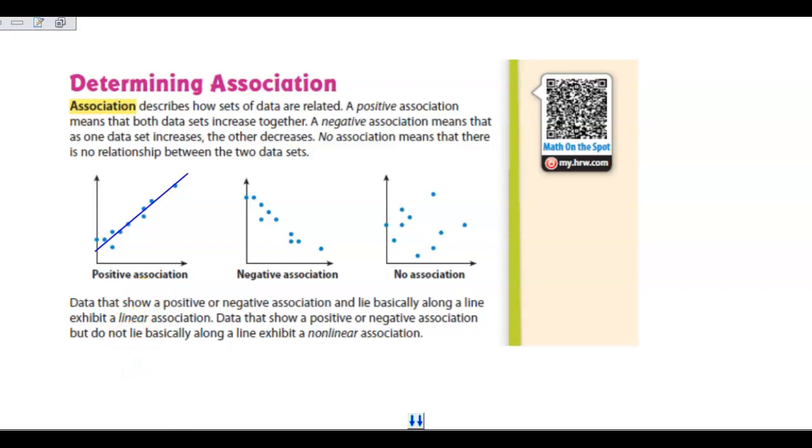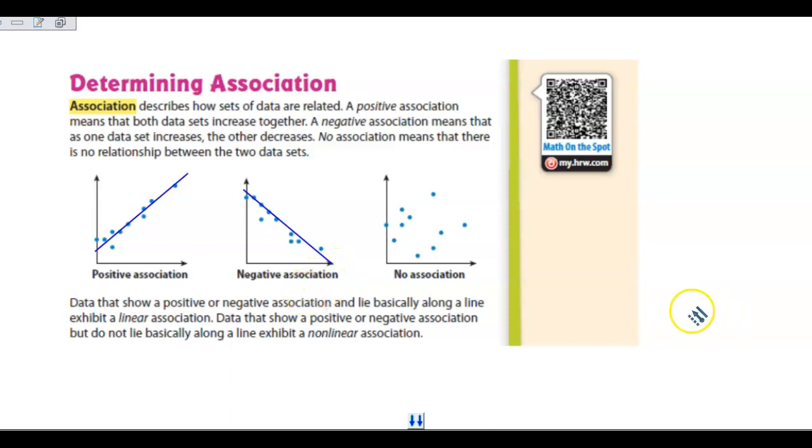A negative association means that as one set of data increases, the other decreases. So in this case, my independent variable is increasing, so it's getting higher, but my dependent is actually going lower. And so if I draw my line through these, it's a lot clearer to see that this is a negative association. It's going down to the right.